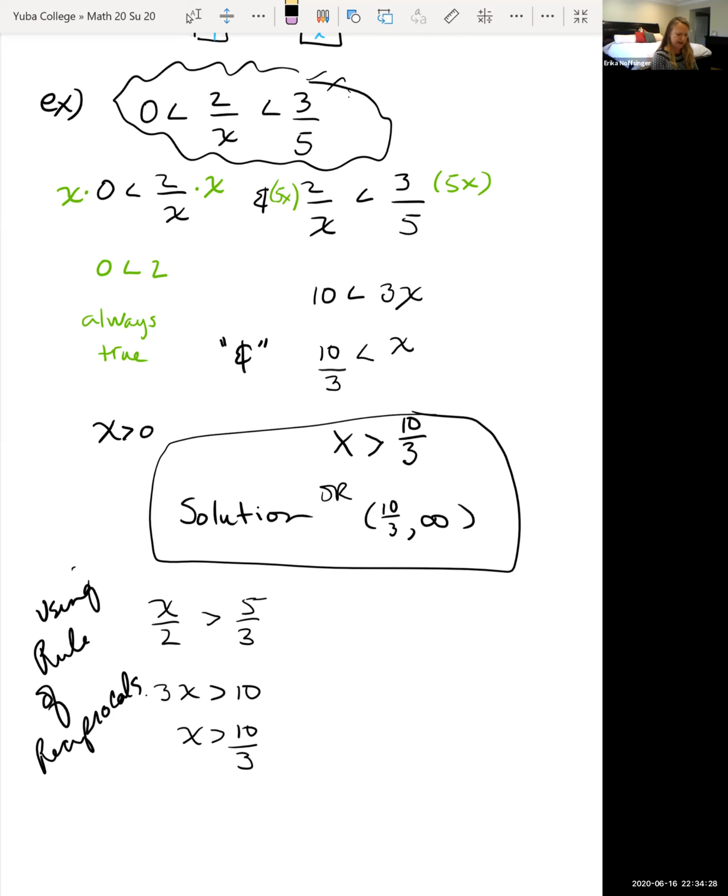I am so surprised they don't have quadratic inequalities with this.